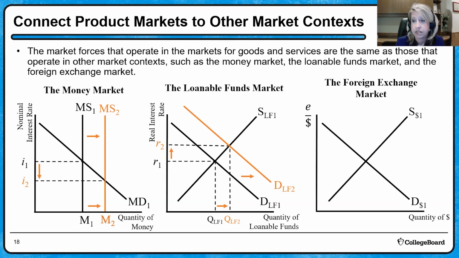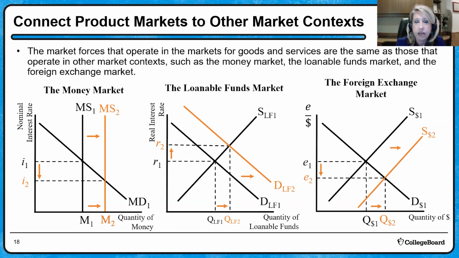Downward sloping demand for the dollar, upward sloping supply for the dollar, and then our equilibrium exchange rate and equilibrium quantity. So if we wanted to show an increase in the supply of the dollar, for example, if people want to buy more foreign goods and services, they have to supply currency into the foreign exchange market in order to buy another currency. That is going to cause the equilibrium exchange rate to fall. In other words, the dollar will depreciate.